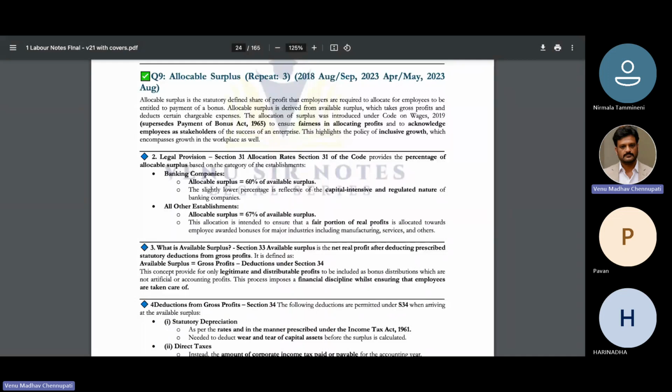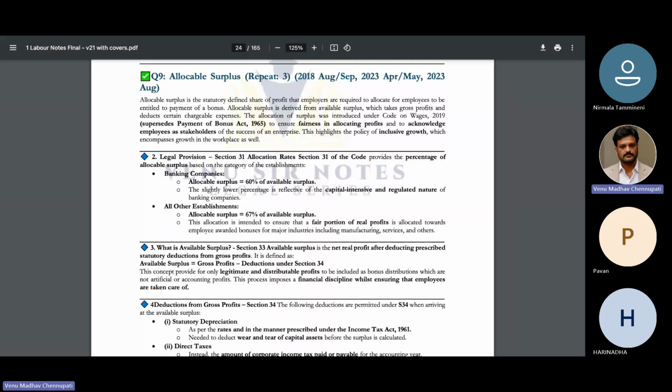So allocable surplus is a statutory defined share of profit that employers are required to allocate for employees to be entitled to the payment of bonus. Allocable surplus is derived from available surplus, which takes gross profits and deducts certain chargeable expenses.